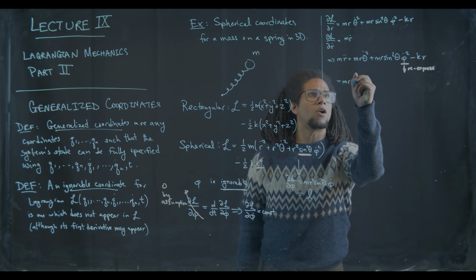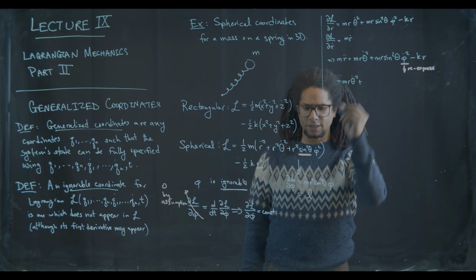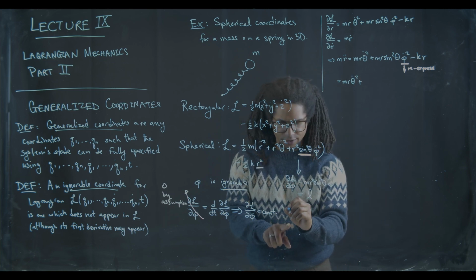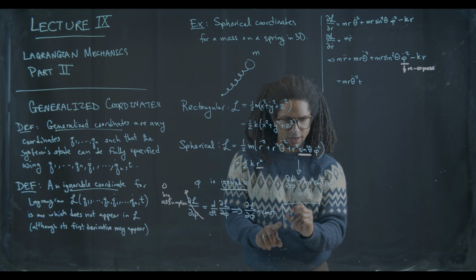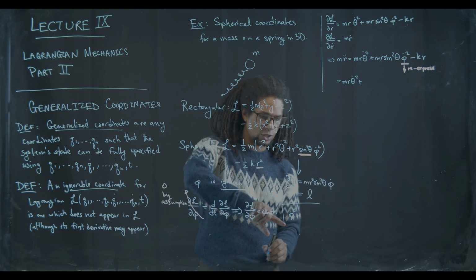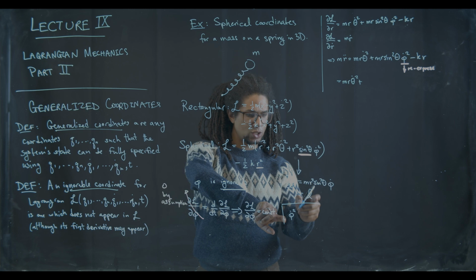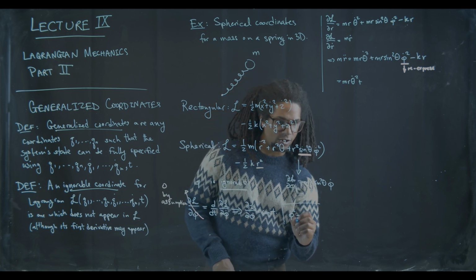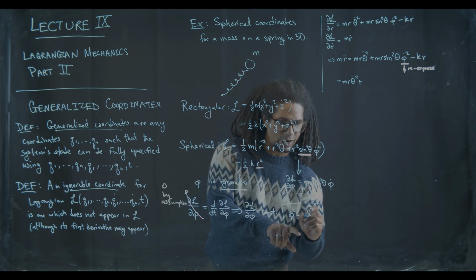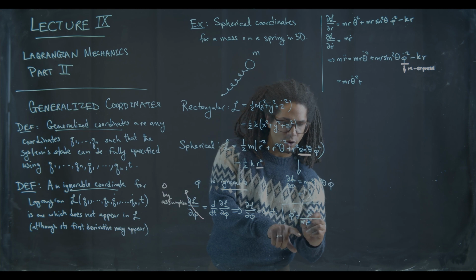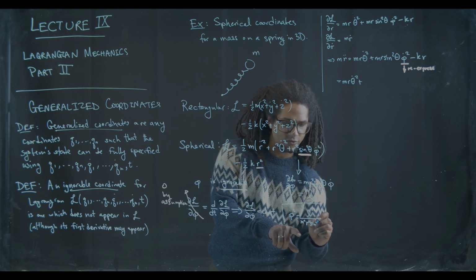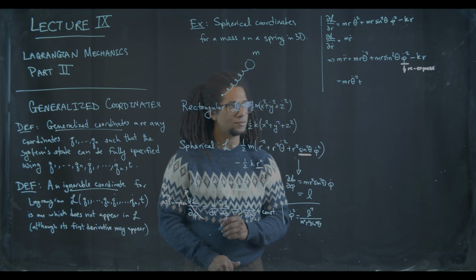We would get mr theta dot squared plus, actually, let me go ahead and rewrite this just to make our lives easier. So here, from these two equations, we would get phi dot squared in terms of L is equal to L squared over m squared r to the fourth sine to the fourth of theta. Great.